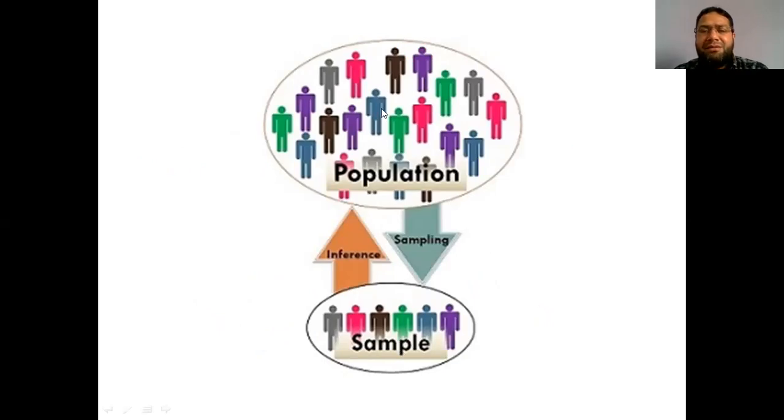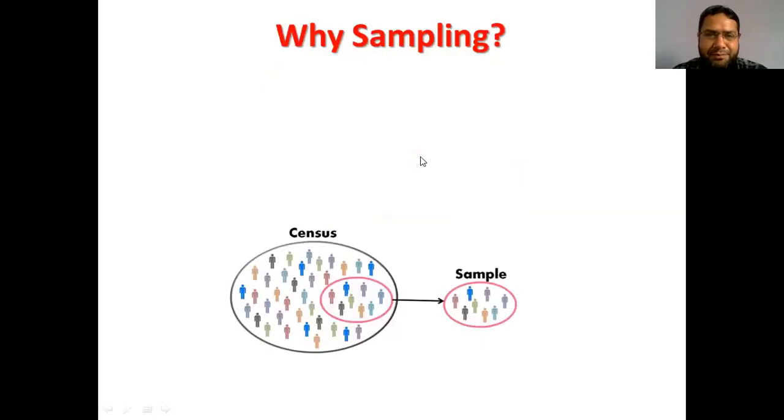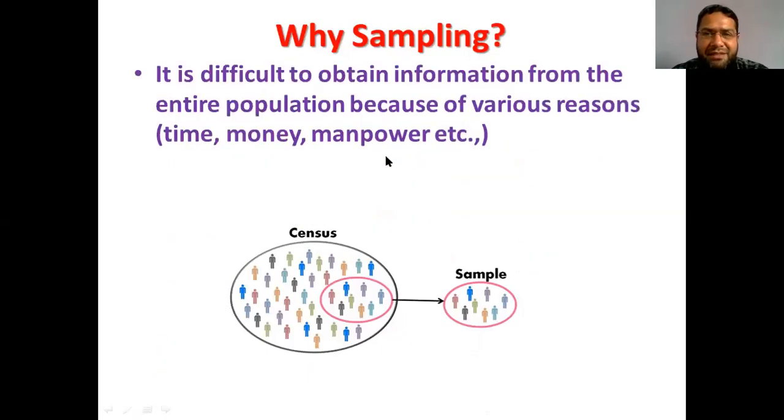We say that the incidence of diabetes in J&K is around 1 in 10 people. This study is based on a subset of the sample, and it gives us an inference about the whole population. Then why do we need sampling? Because it is difficult to obtain the information from the entire population.